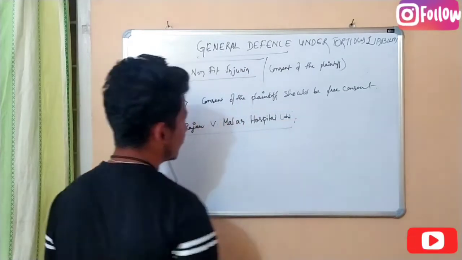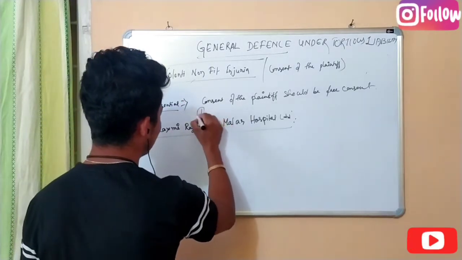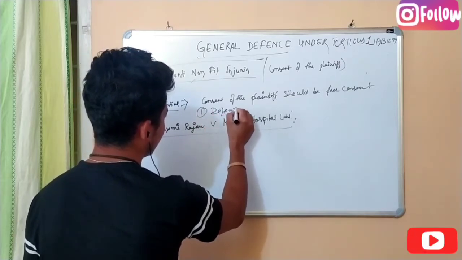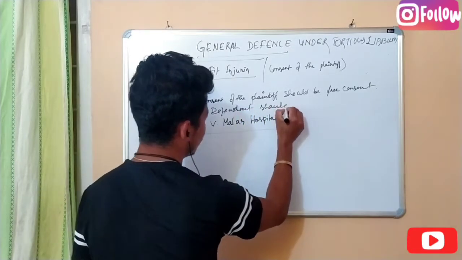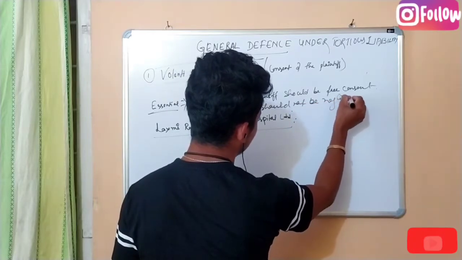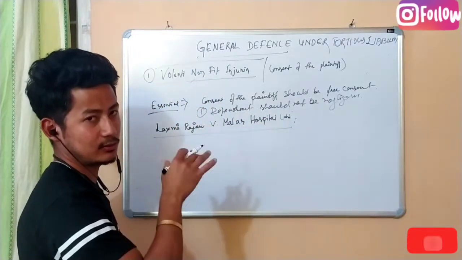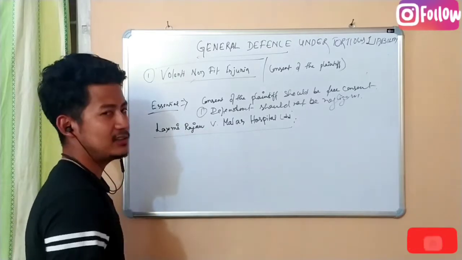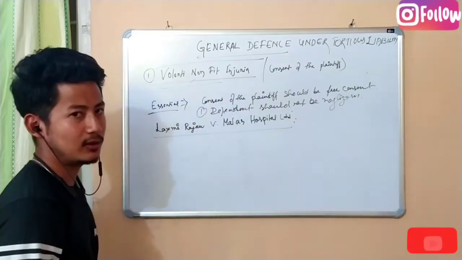But before I begin this case, I want to tell you one thing. In order to understand the essentials, one more thing is needed: the defendant should not be negligent. The consent should be free and the defendant should not be negligent in his work. If the plaintiff suffered the injury because of the defendant's negligence, then the defendant will not be entitled to this defense of volenti non fit injuria.